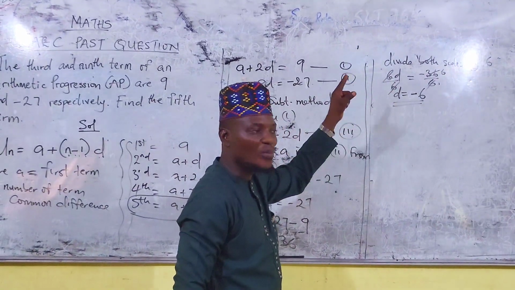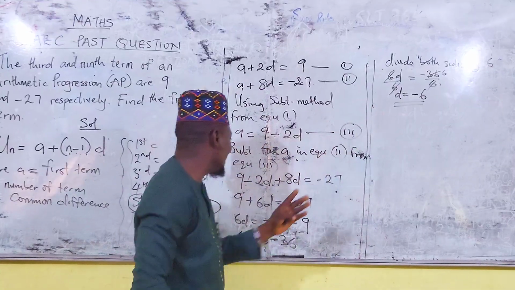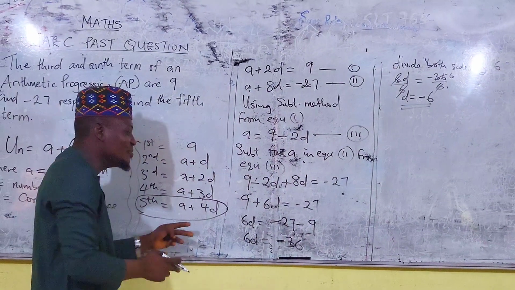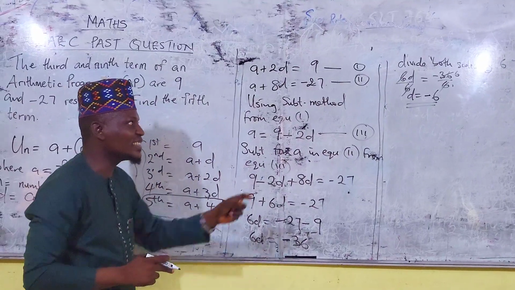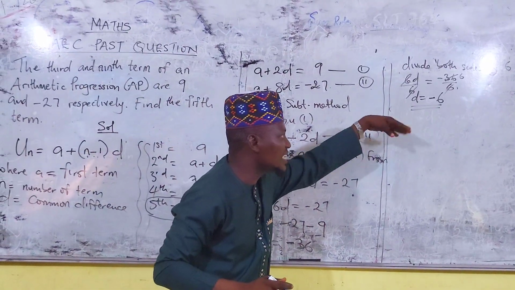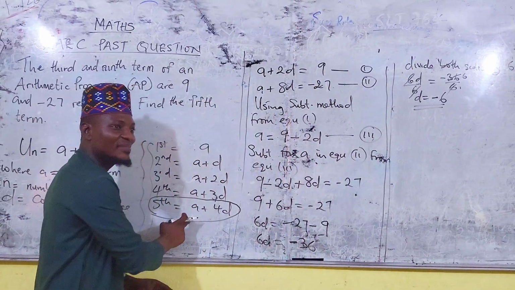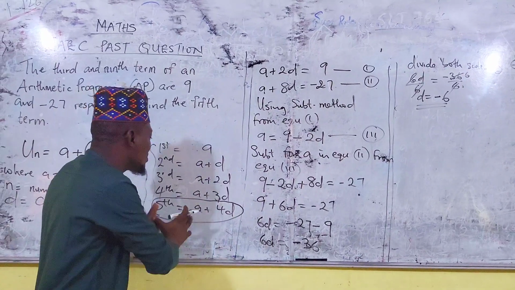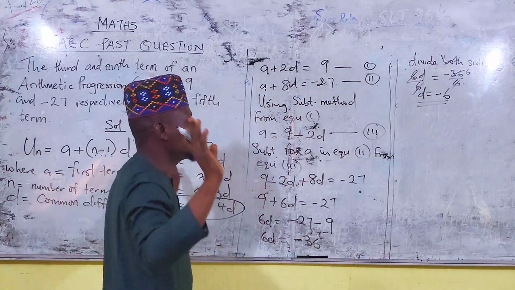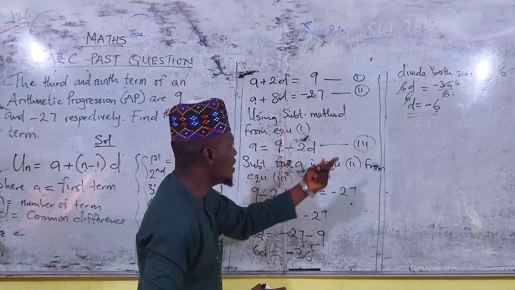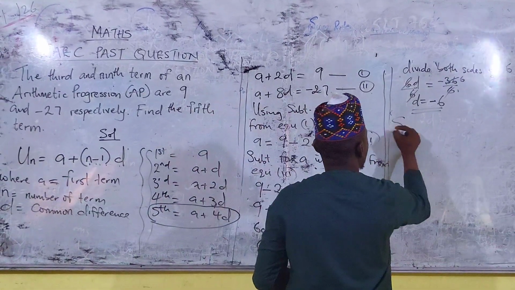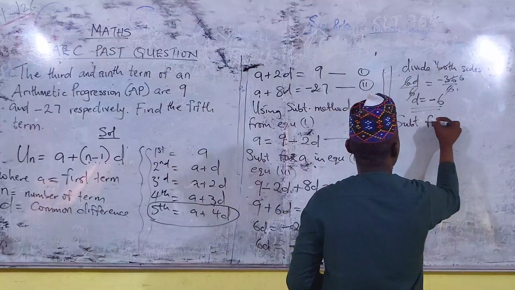We already know our common difference. Don't forget, for us to find the fifth term, we must know A, which is the first term, and D, which is the common difference. The common difference has been solved. We need to find our first term. Then once we have the two, we can solve our fifth term successfully. Now, let's go for A, which is the first term. Very simple, just substitute for D.